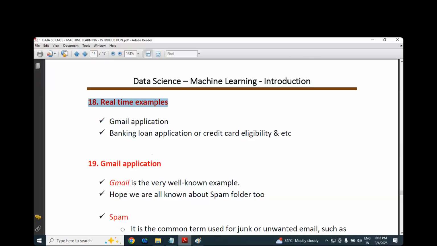Let me take one real-time example for machine learning. Team, the Gmail application uses a machine learning algorithm. We are already using Gmail, but you may not be aware that at the backend, it is using an ML algorithm. Quite interesting. I will tell you how it is working. Let us also take a banking loan application, to predict whether we can give a person a credit score, credit card, or loan or not. Focus on this. I will take one example.